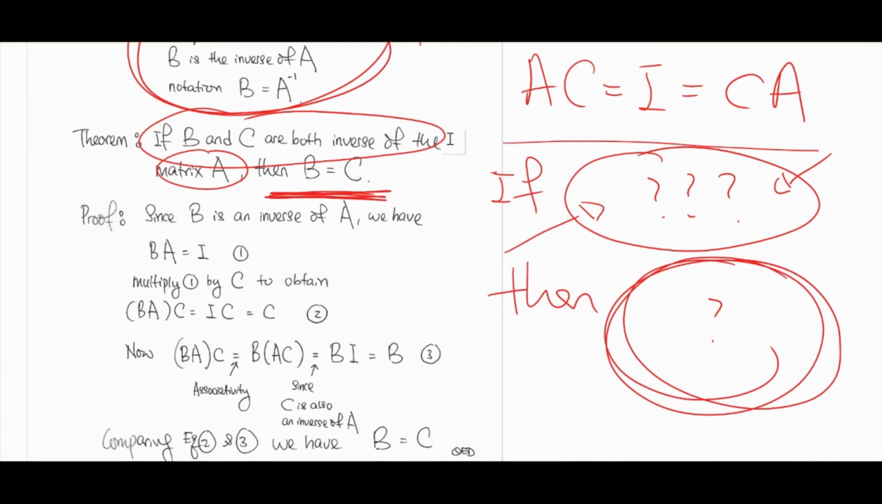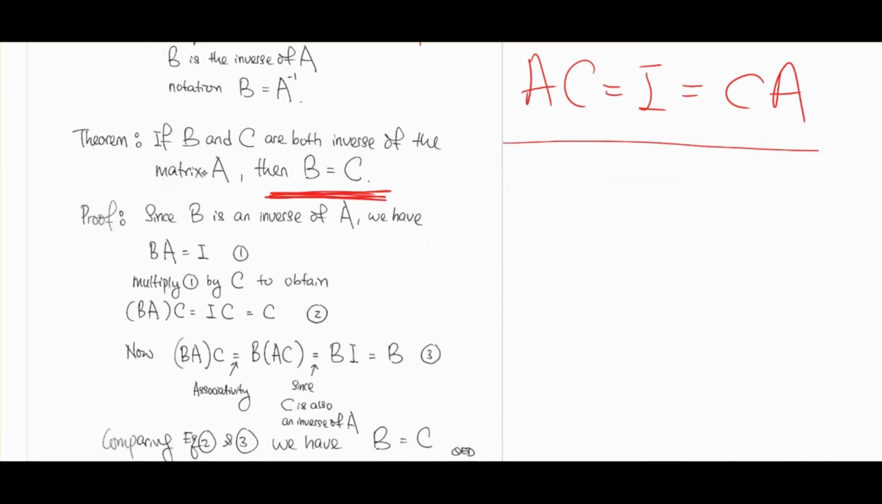Okay, so during this proof, we are going to use a lot of these hypotheses, the assumptions that B and C are inverses of matrix A. And this is what we want to show at the end. So let's take a look. Suppose B, by hypothesis, is the inverse of A, then we must have this. So BA must be I.